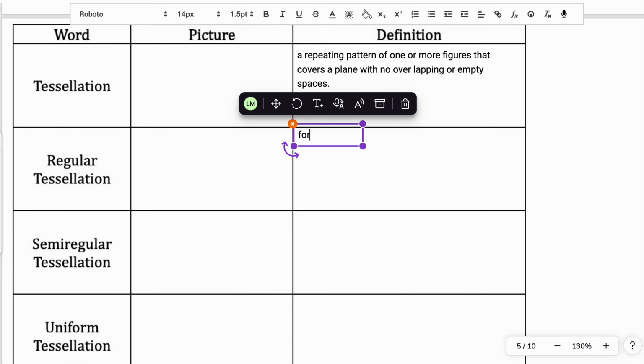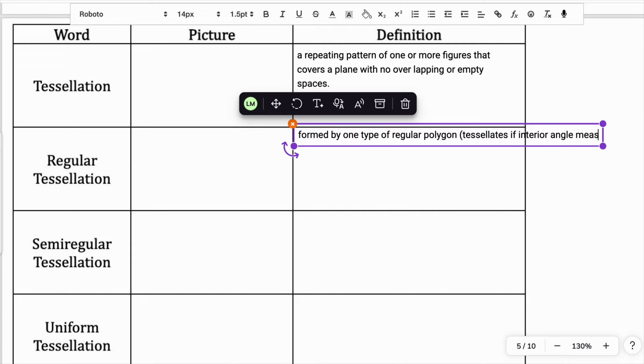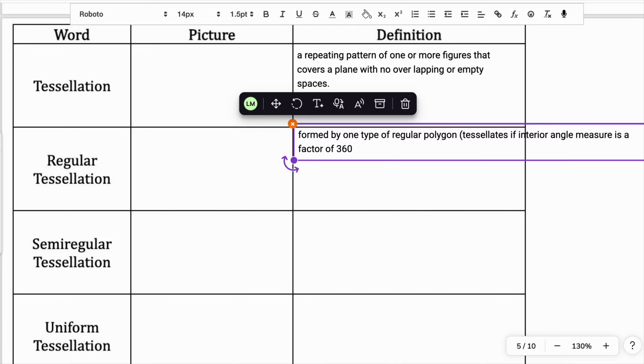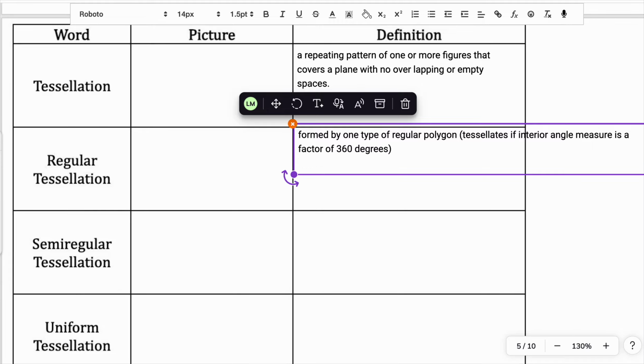A regular tessellation is formed by one type of regular polygon, and it tessellates if the interior angle measure is a factor of 360 degrees. And we'll do some examples with that as well.